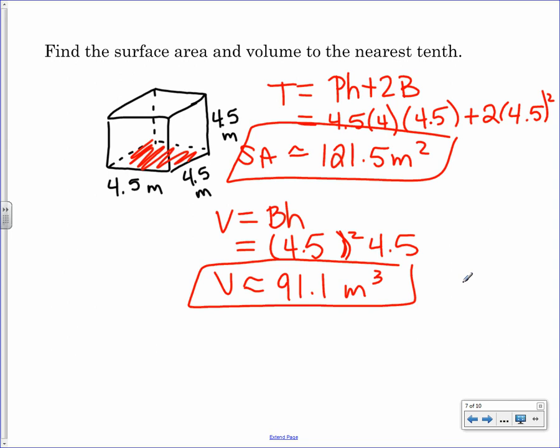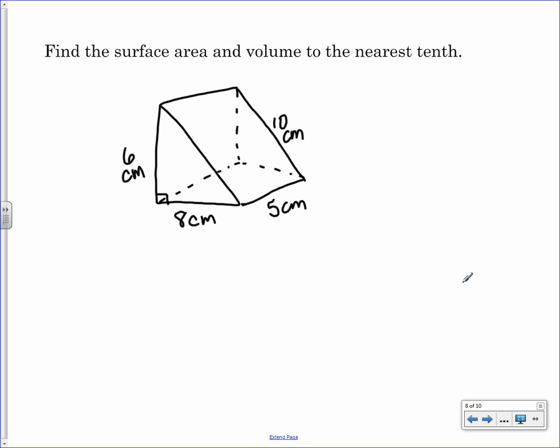Okay, great. Let's try one that's not that easy, okay? Find the surface area and volume, again, to the nearest tenth. So what shape is this? Triangular prism. They didn't ask that, but I think some people kind of struggle with that for a bit. So if you need to write that down, you might want to. It's obviously a prism, right?